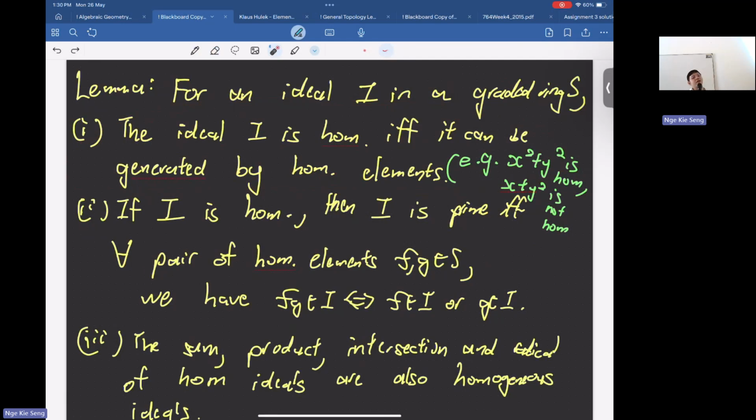You don't know. So which direction do you think is easier to prove? Backward direction. Okay, so how do you prove it? If it can be generated by homogeneous elements, why is it homogeneous? It follows from the definition. So can you tell us? What's the definition? In other words, I'm asking what's the definition of homogeneous.